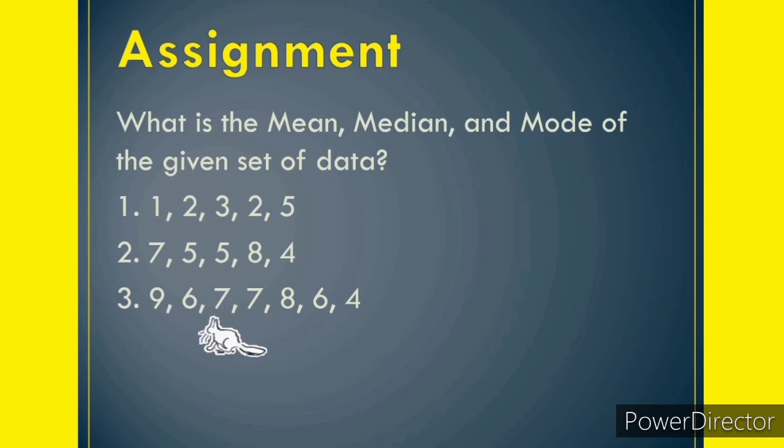Compute all the scores from your quiz. And for your assignment, what is the mean, median, and mode of the given set of data? Number 1, 1, 2, 3, 5. Number 2, 7, 5, 5, 8, 4. Number 3, 9, 6, 7, 7, 8, 6, 4.